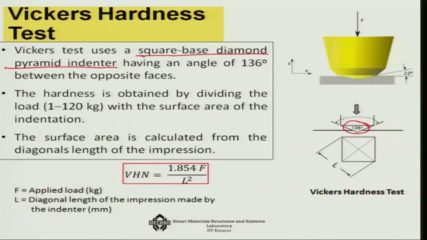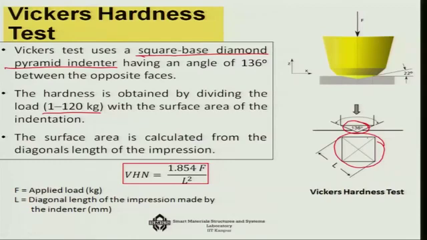In this case, the hardness is obtained by dividing the load, which is generally 1 to 120 kg, by the surface area of the indentation. And the surface area is calculated from the diagonals of the length of the impression. So, here the impression is a square type of indentation, unlike the circular indentation that you have seen for the Brinell case.